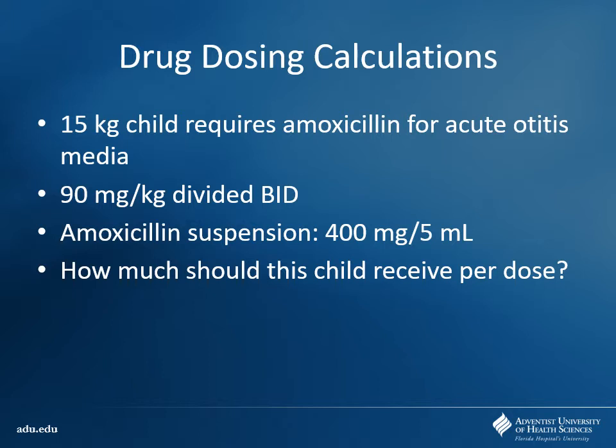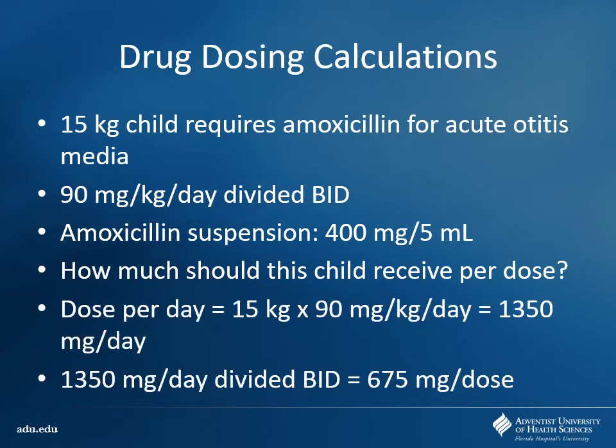15 times 90. Good. So you know that their total daily dose at this point is going to be 15 times 90, which is 1350 milligrams per day, and then you're going to do what at that point? Divide by 2, right? When it says divided BID, you know they're going to be getting it twice a day, so divide that up, and then they're getting 675 per dose, and then what do you do?